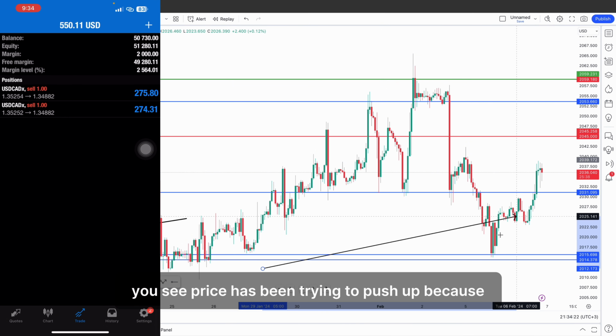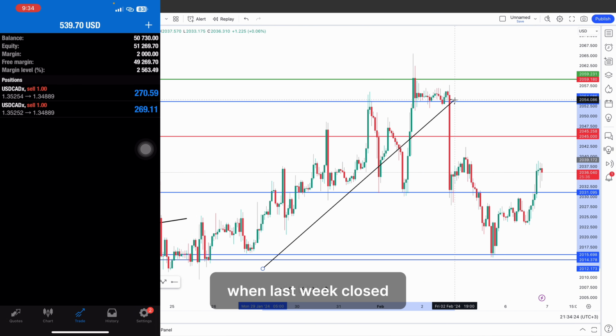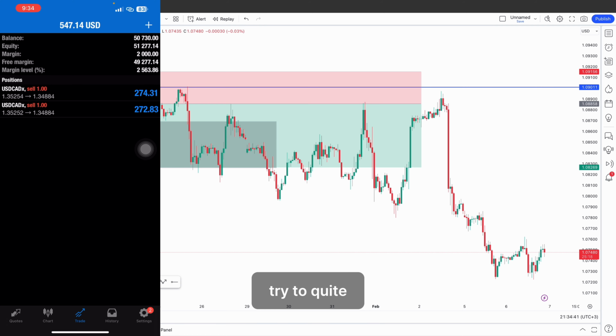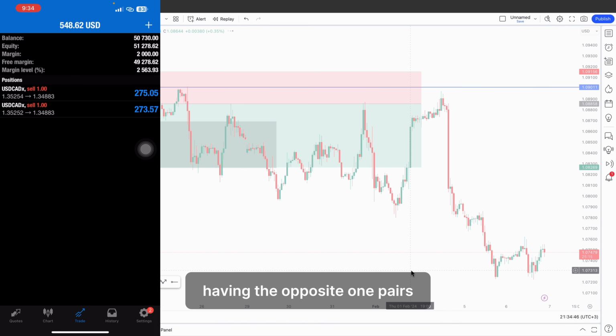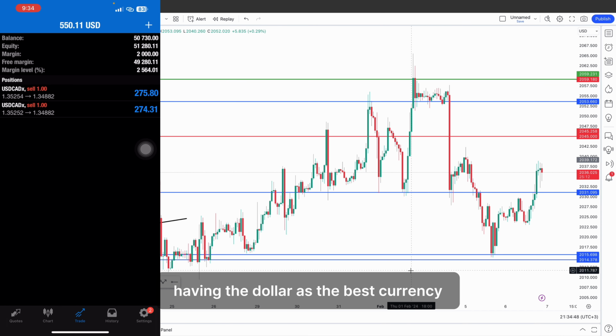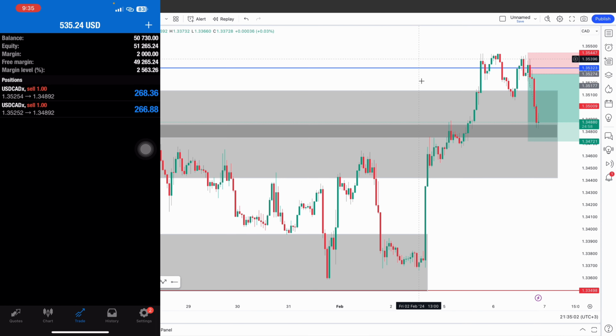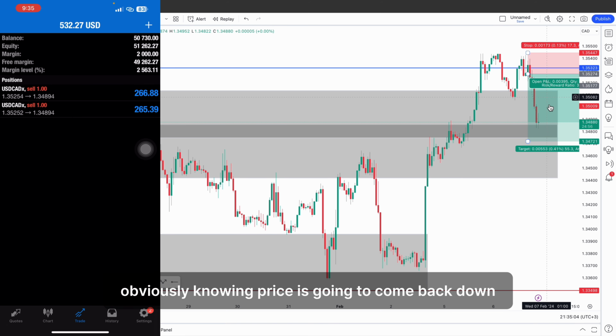You see price has been trying to push up because when last week closed, most of these prices really dropped down a lot, and they also reached turning points, like you can see gold right now. So price had to first push back up. This is like the after effect. You can even check my Euro USD, same exact thing. So we're going to have the opposite on pairs where the dollar is the base currency. So I took this trade, knowing price is going to come back down.